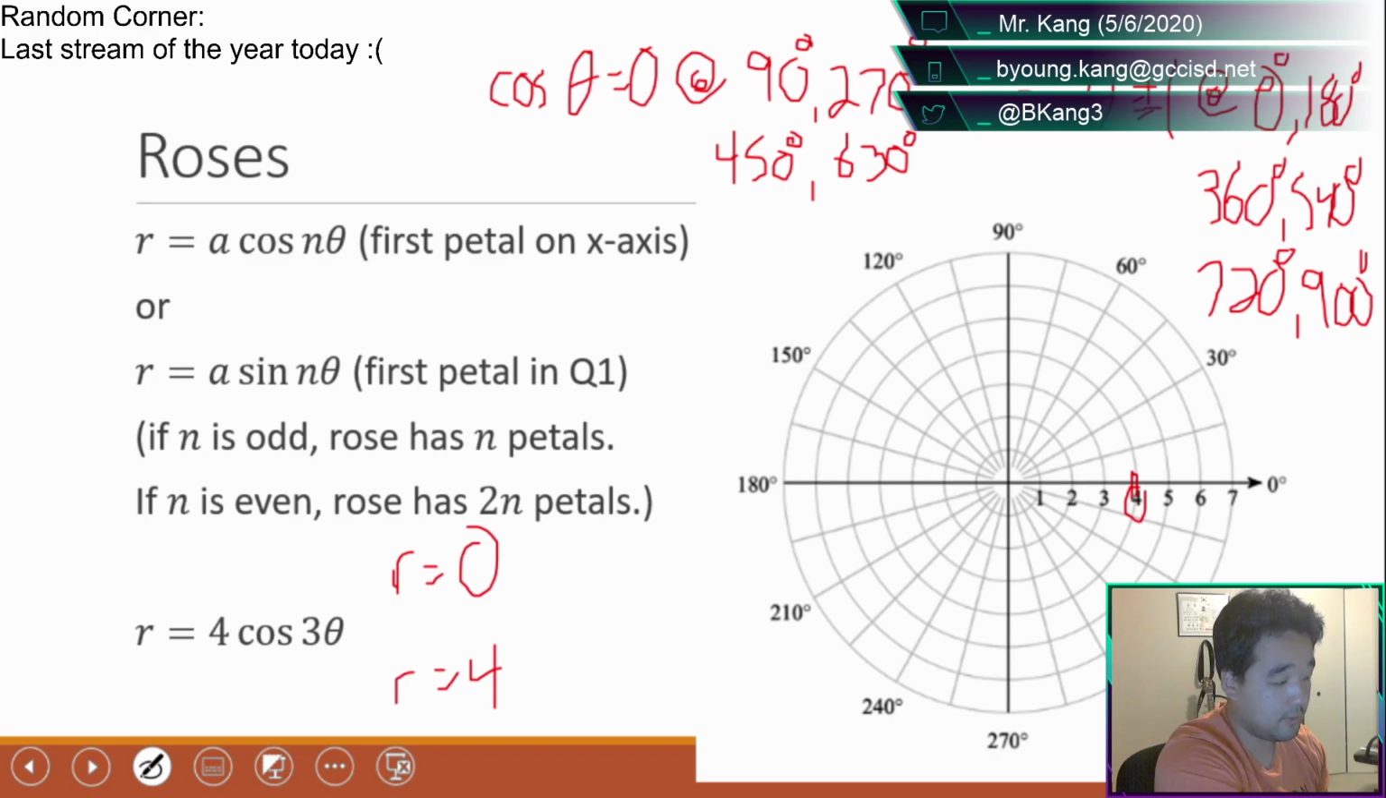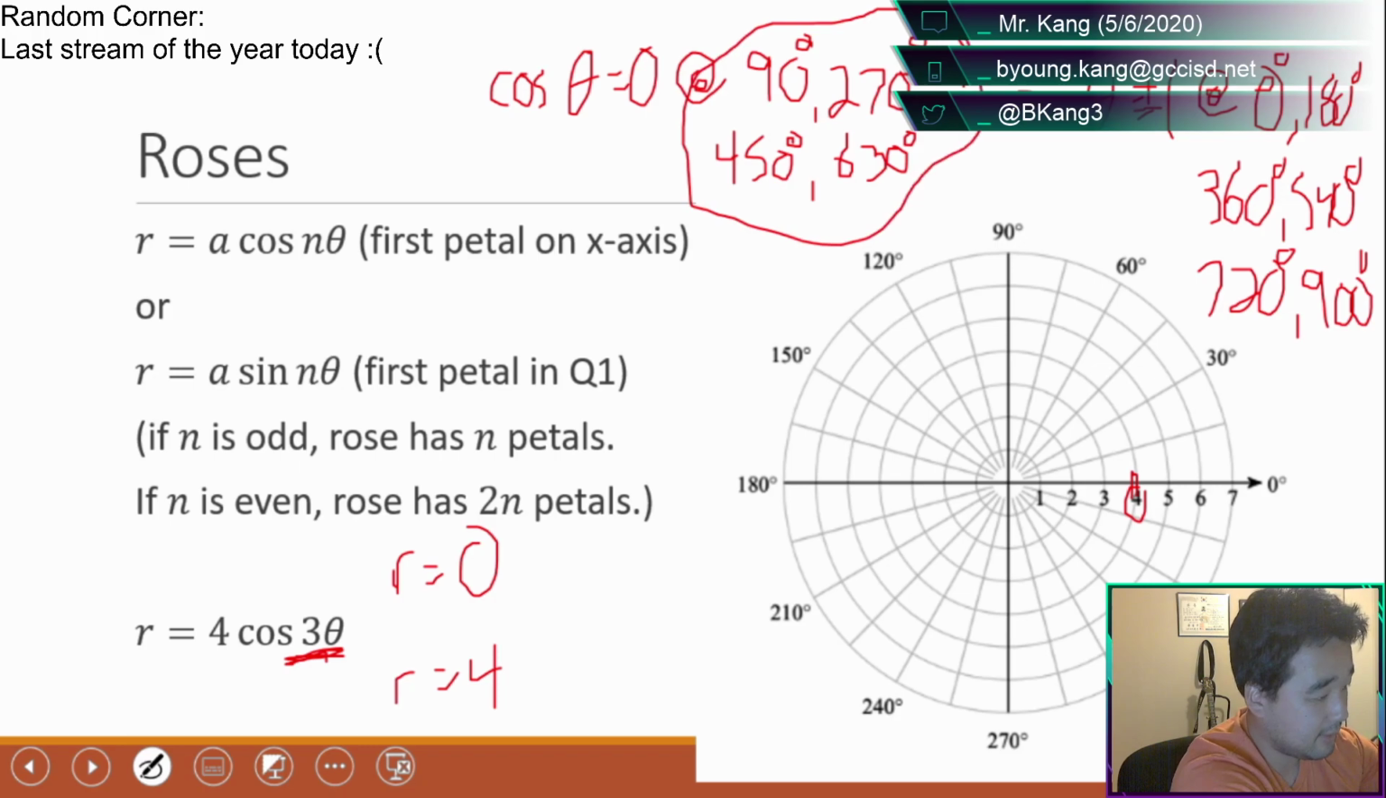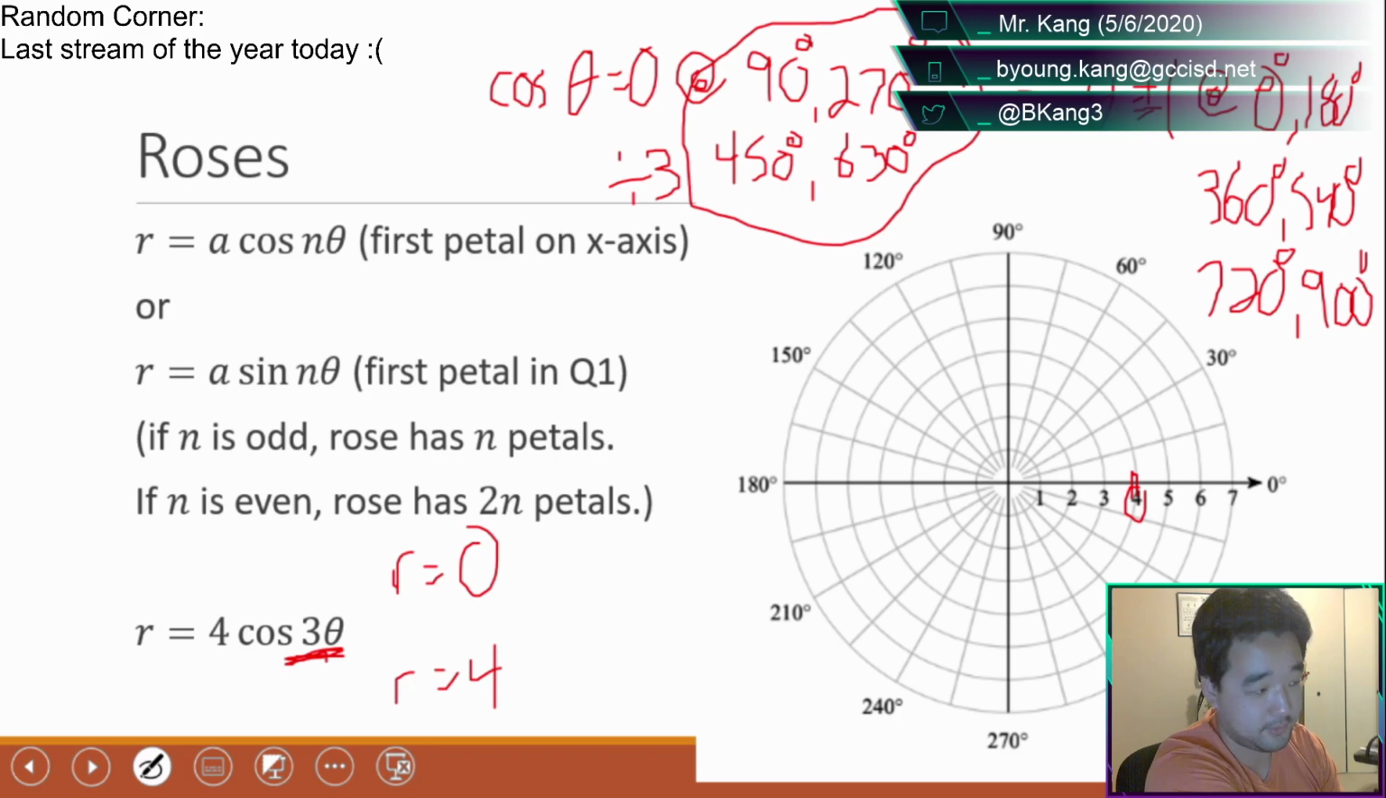Okay, so when is r equal to 0? That's anytime cosine's equal to 0. So this problem has a 3 theta here. In order to solve for theta, I've got to take all of these numbers and divide by 3. If I'm doing that trig equation thing from 2 lectures ago, I'm trying to figure out where theta is equal to 0.